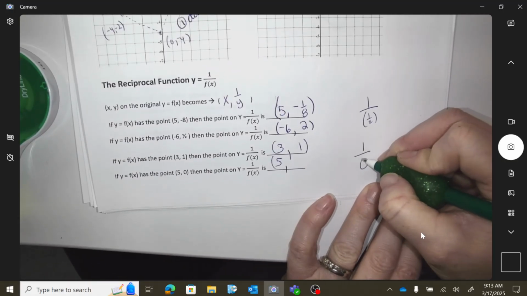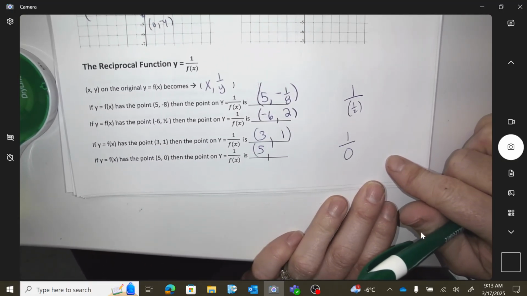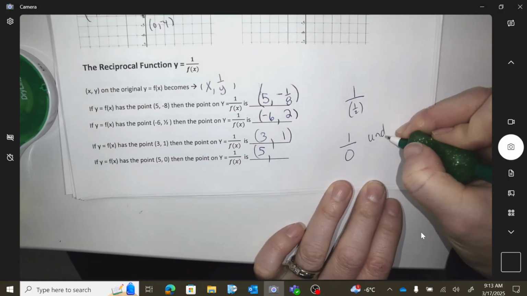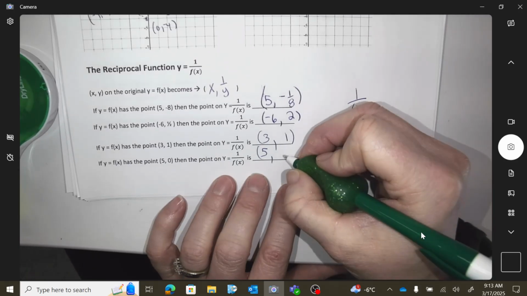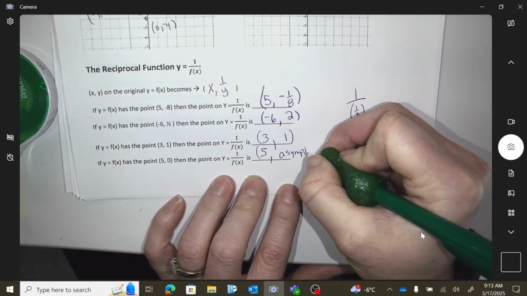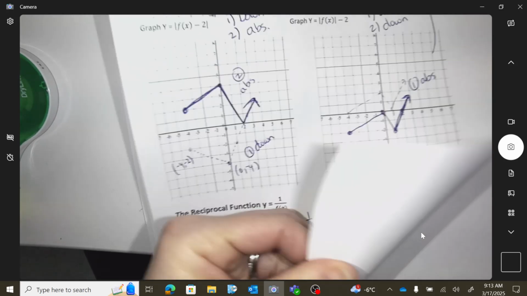5 comma, so the reciprocal of 0 looks like this, 1 over 0. What do you guys know about that number? Undefined. So how would I graph an undefined number? An asymptote. Do you remember that word from grade 11? Asymptote. That's an undefined value. Okay, here we go.